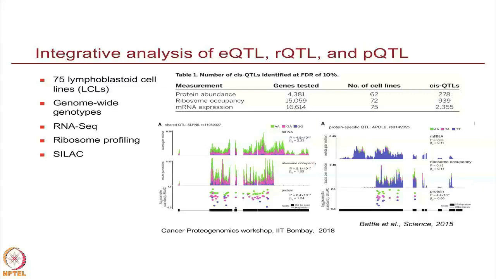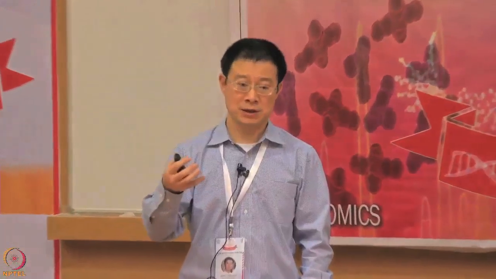So this indicates that if we do both eQTL analysis and pQTL analysis, it will give us more information than just doing the eQTL analysis. But for this study particularly, they only looked at the cis eQTLs, they didn't look at the trans QTLs. Because as I said, when your sample size is small, the trans eQTL is more difficult to observe because the effect is relatively smaller.